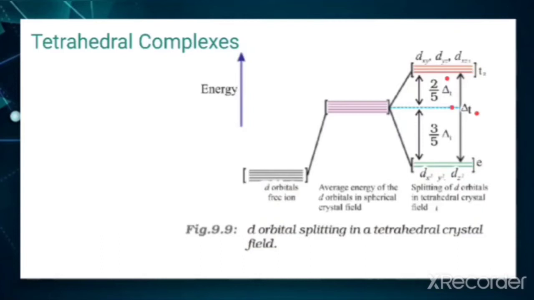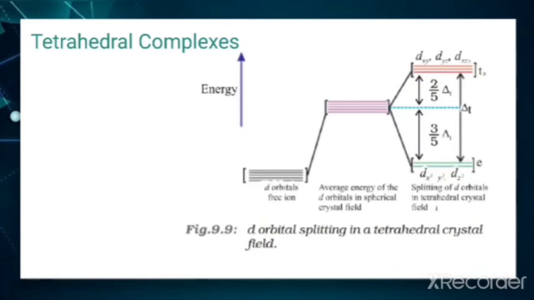And in the case of dx square y square and dz square, the energy is decreased. How much is it decreased? That is 3 by 5 of delta T. What is delta T? It is the crystal field splitting energy in the case of tetrahedral complexes. So this is the diagram for the case of a tetrahedral complex.